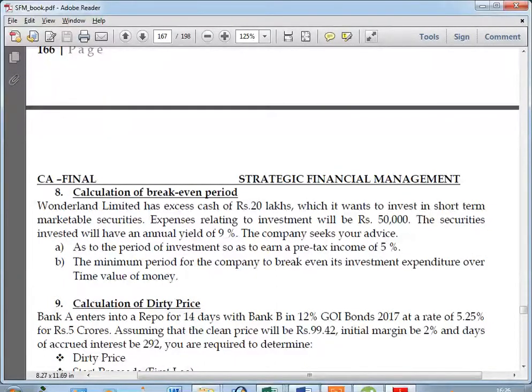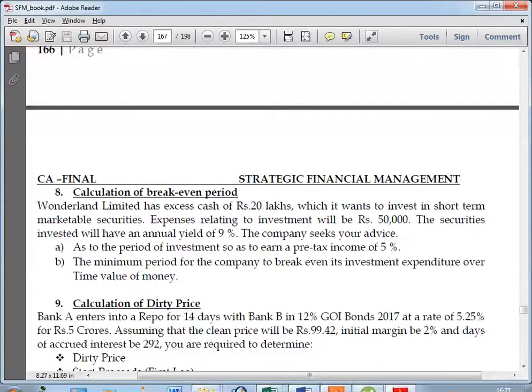Now write point number 1. The company wants a return of 5%. Full stop. The expense relating to the investment is rupees 50,000, or 2.5%.